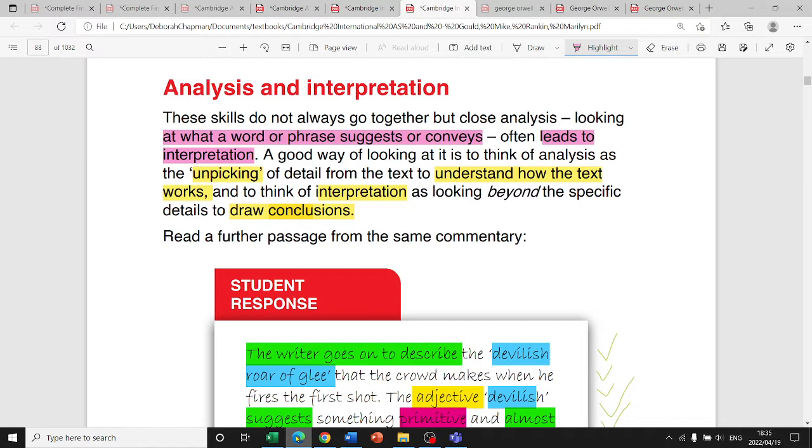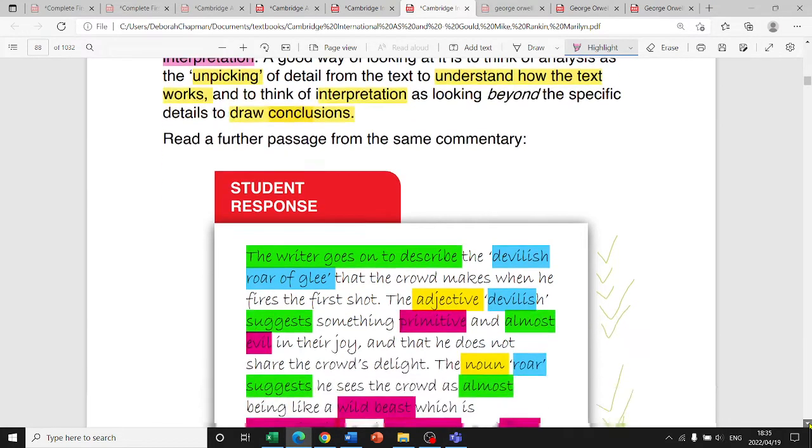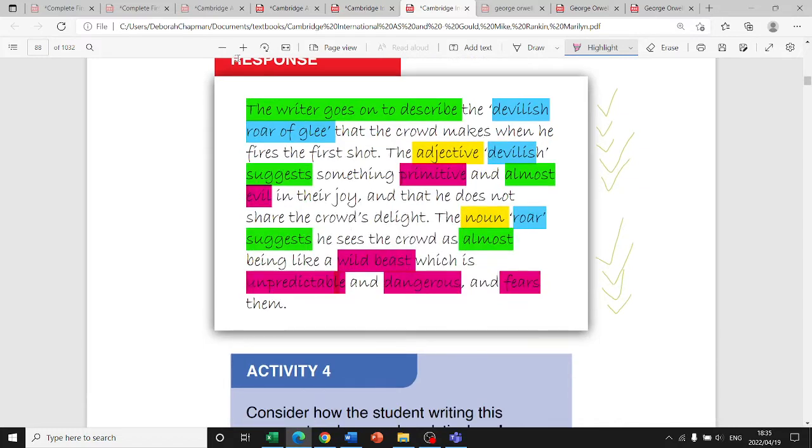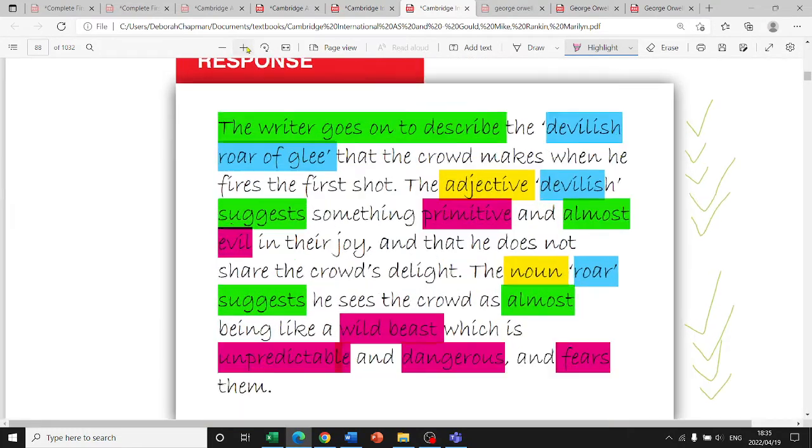Okay? So, finding the details, the little gems inside the text to understand how it works, and thinking of interpretation as going beyond the specific details to draw your conclusions. And let's have a quick look at our text here. So this is our student response. Let me make it a little bit bigger. Okay, so here is our student response.